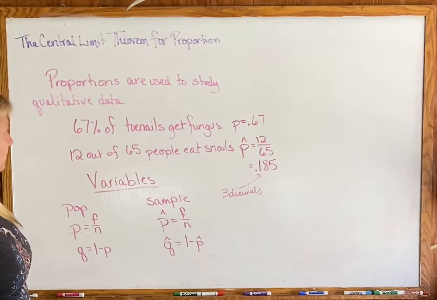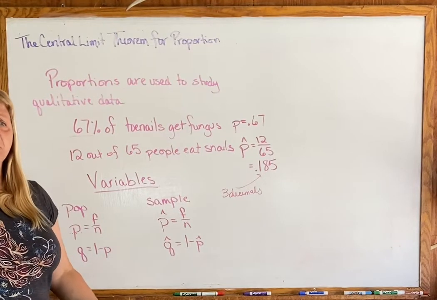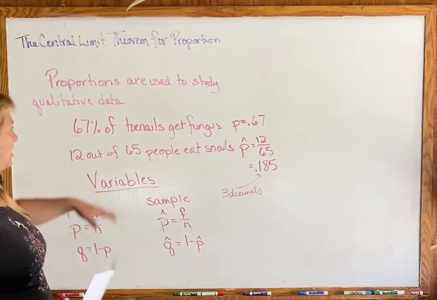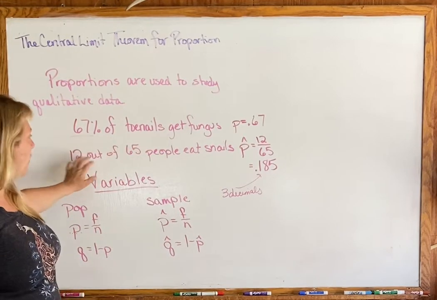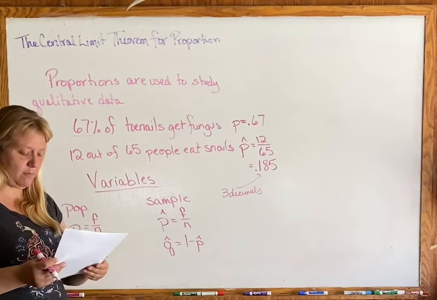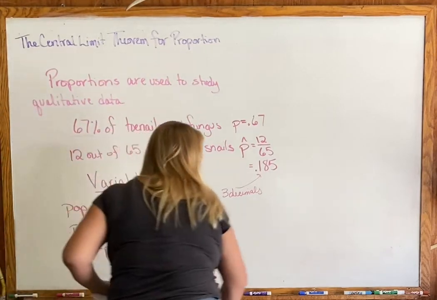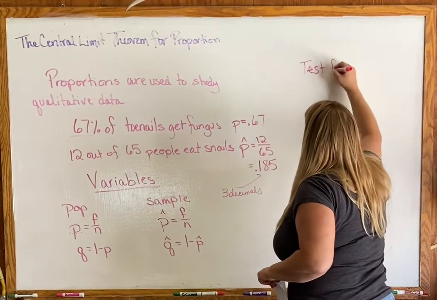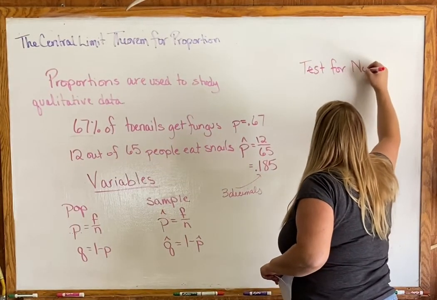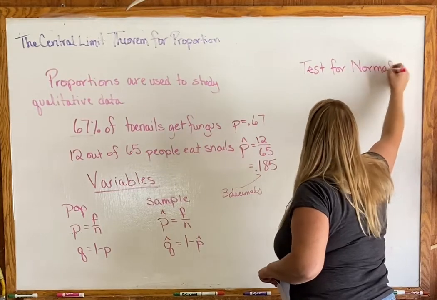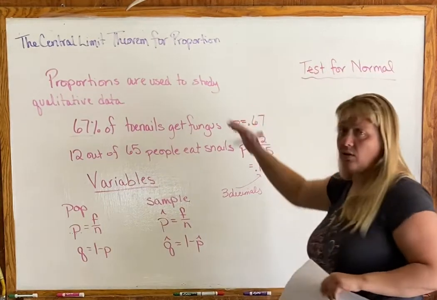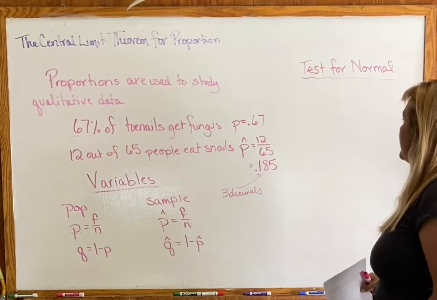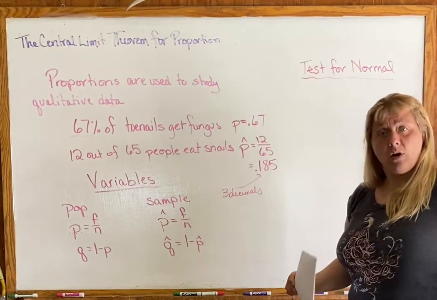Okay. So again, instead of seeing problems that talk about the mean and the standard deviation, we're going to see problems that start talking about the proportion, or 12 out of 65, so proportion problems going on here. But we need to test for normal. If we're going to use the normal curve, the central limit theorem applied to the normal curve for proportions, we need to test to make sure things are normal.